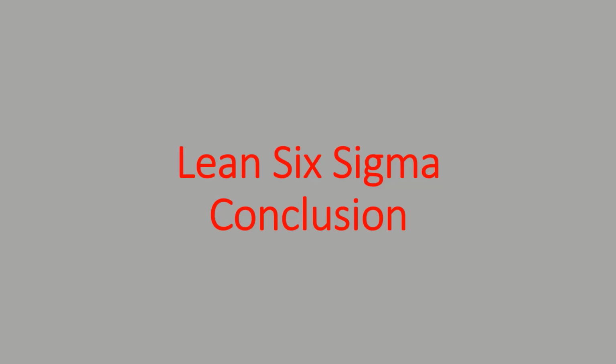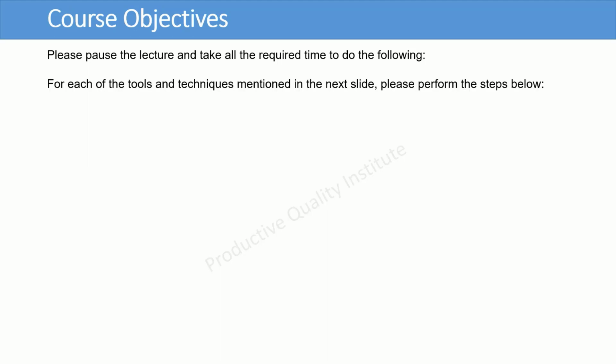Ladies and gentlemen, this is the last module of the course, the conclusion. First, we will perform a check for course objectives by reviewing all the tools and techniques of Lean Six Sigma. Please pause the lecture and take all the required time to do the following. For each of the tools and techniques mentioned in the next slide, please perform the steps below.